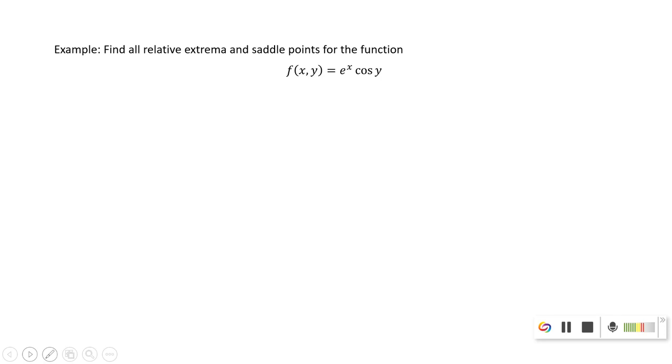Let's do one more example. Same process, different function. Let's see if we can find all relative extrema and saddle points for the following function. So the first thing we have to do is find our critical points. So the derivative with respect to x is just e to the x cosine y. And then the derivative with respect to y becomes e to the x times negative sine y. So I wrote that as negative e to the x sine y.